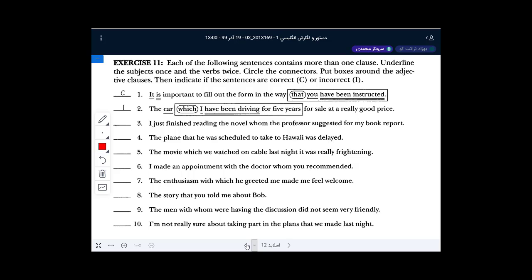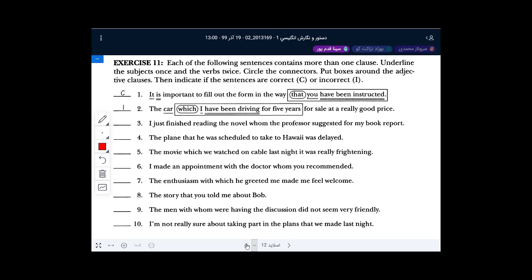I just finished reading the novel whom the professor suggested for my book report. It's incorrect. What's wrong? Whom is incorrect. It should be which the professor suggested. Excellent. I just finished reading the novel which the professor suggested for my book report rather than whom. Very good. So incorrect connector. Thank you so much. Sina Gadampur, will you please read number 4?